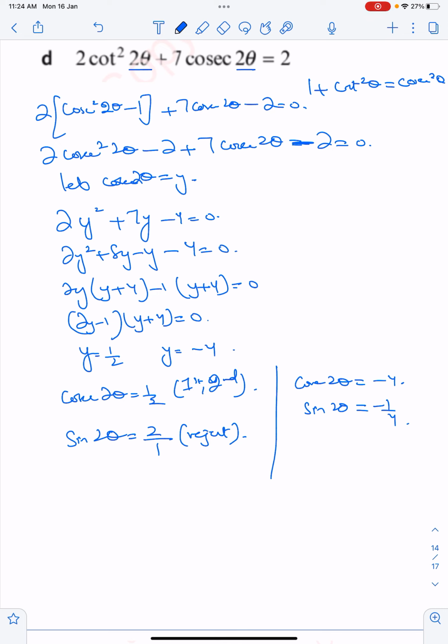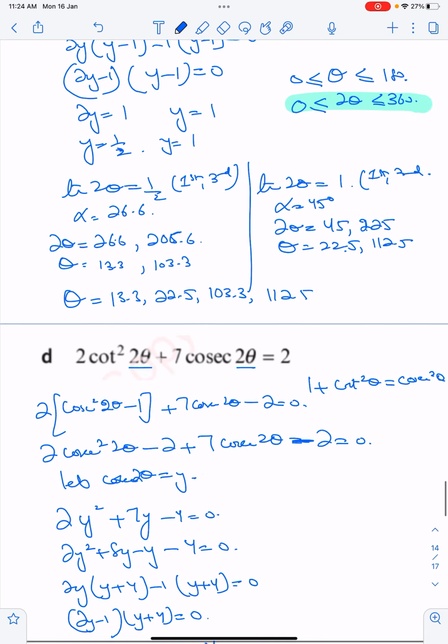Okay, so you have to look for it in the third and the fourth quadrant. So the basic angle is sine inverse of 1 upon 4, sine inverse of 0.25, which is 14.4, 14.5. Okay, so the answers for 2 theta will be 180 plus 14.5, which is 194.5.